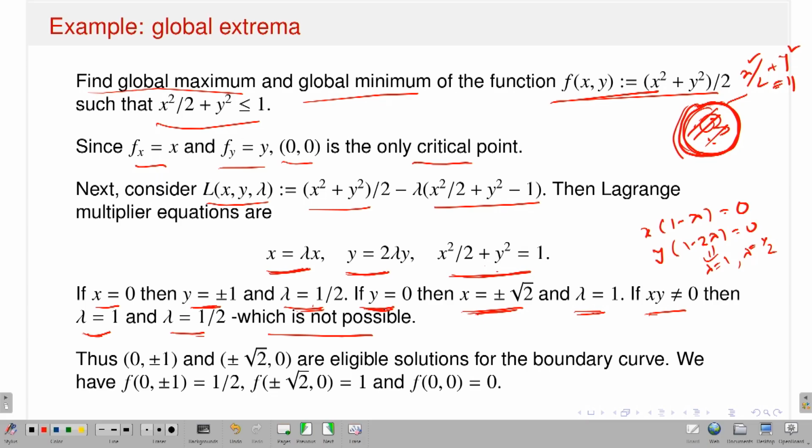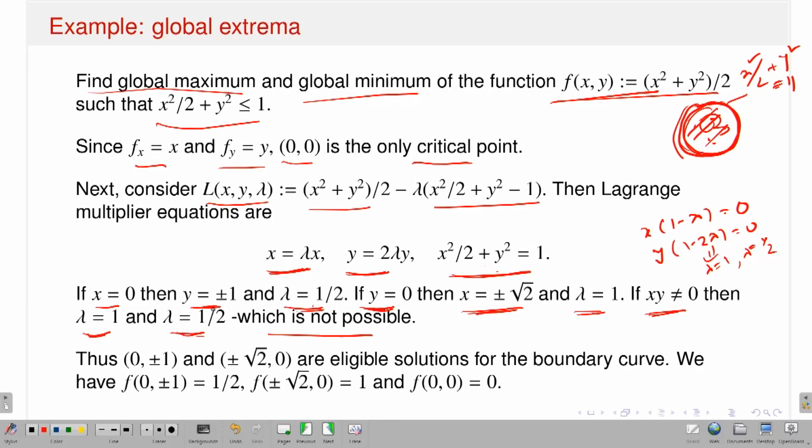If x, y are both non-zero, then again lambda is equal to 1, lambda is equal to half. What I am doing is that suppose x, y is non-zero, then what will happen? What are the possibilities? Either x is 0 or y is 0, or both of them are non-zero, right? If one of them is 0, it will give you x, y is equal to 0. Now if x is equal to 0, then I will have y is equal to plus minus 1 and lambda is equal to half, right?